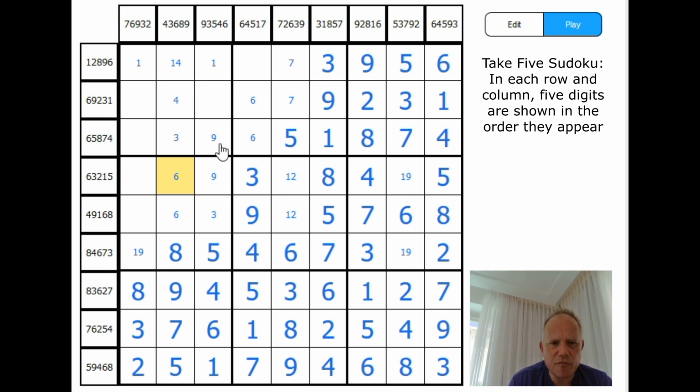Now I think 3 can't be there because 9 has to be above it. 3 has to be there. 3, 9, 5, 7, 6, 8. We have to have 4 before it. That can't be a 6. I don't know why I ever thought it could. So in fact that fixes that as a 6, that as a 3. Have to 6, 3, 8, 4, 5. 6, 3, 2, 1, 5 in this clue. Right, that's very helpful.